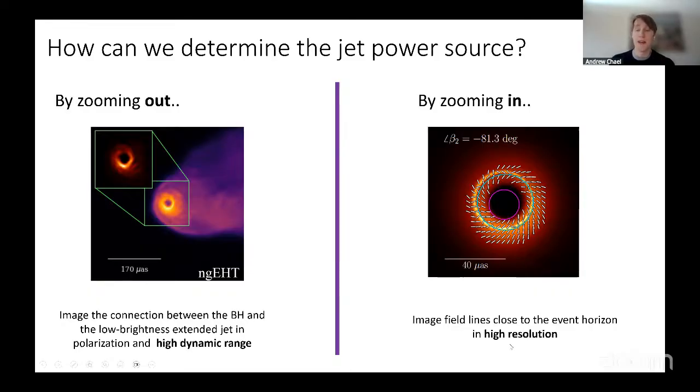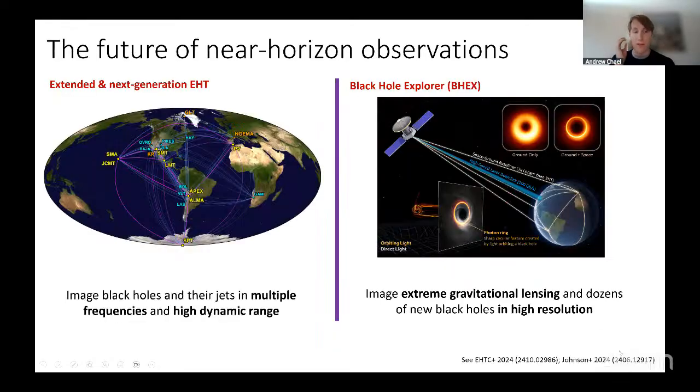And then by zooming in and actually trying to look at the evolution of these polarization vectors, which are connected to the evolution of magnetic field lines as we get closer to the horizon and higher resolution. And both of these goals, I think, are very adapted to two directions the community is taking over the next decades to extend the work that the EHT has already done.